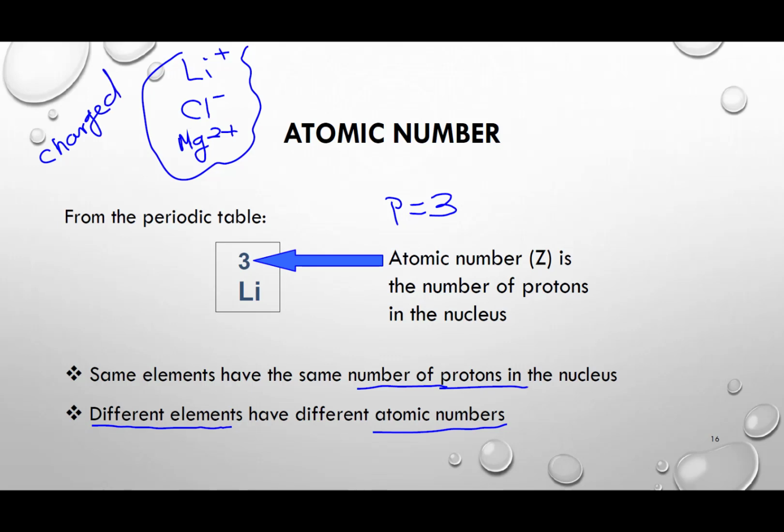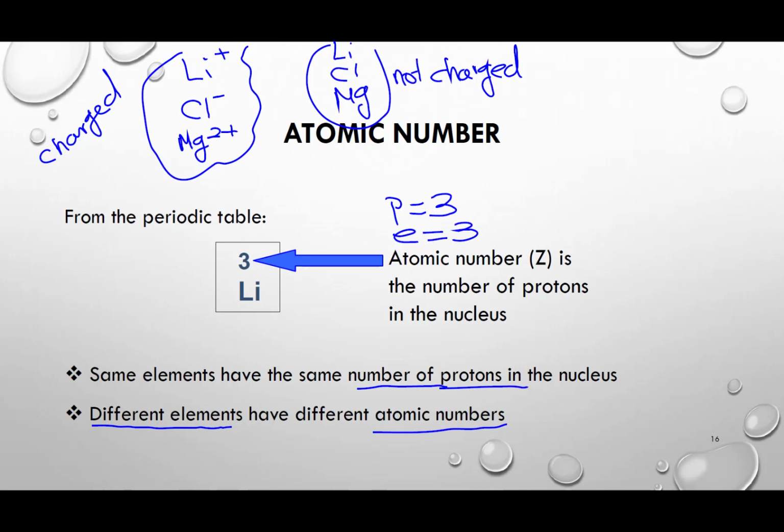When they are not charged, they are neutral. They're just Li, lithium, chlorine, magnesium. These are not charged. Then for a neutral charge atom, the number of protons and electrons are the same. Then for lithium, its atomic number is 3. Since it's neutral charge, its number of electrons is also 3. Also keep in mind that the number of protons, electrons, and neutrons are whole numbers.